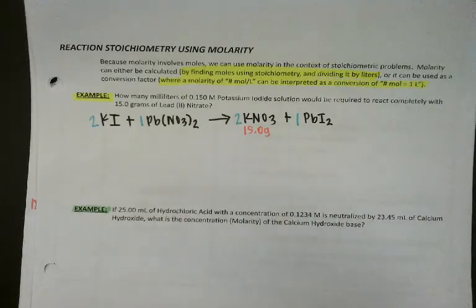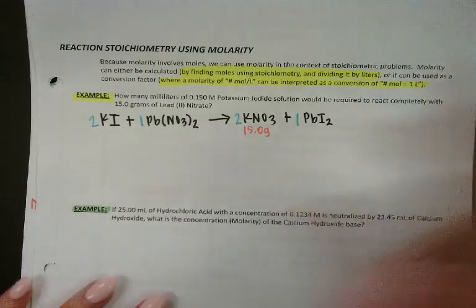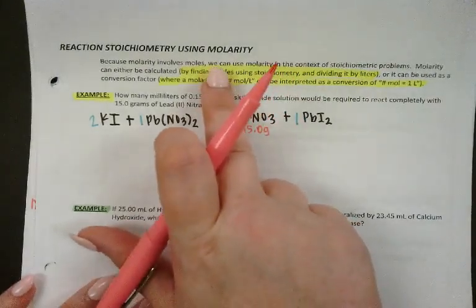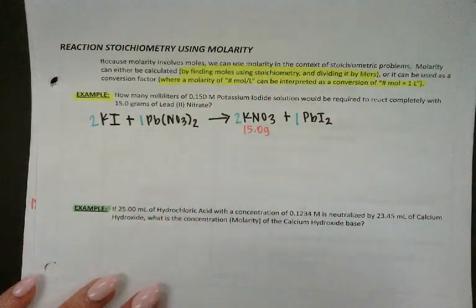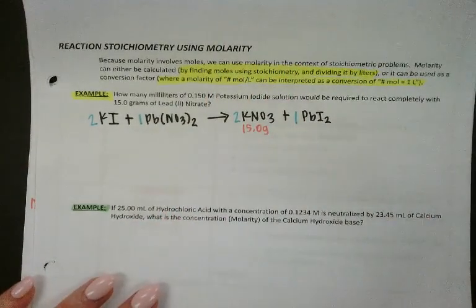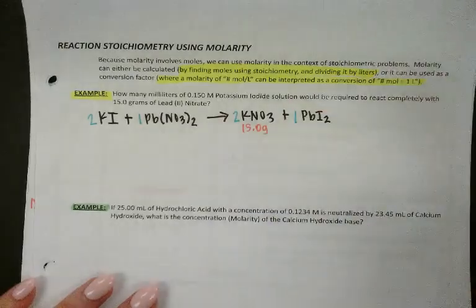Can I go from my molarity value to milliliters and just bypass the 15 grams? No, because this is not a simple molarity problem. This is stoichiometry using molarity, right? So it talks to you about right here. Molarity can either be calculated by finding the moles and dividing it by liters, but we don't have that.